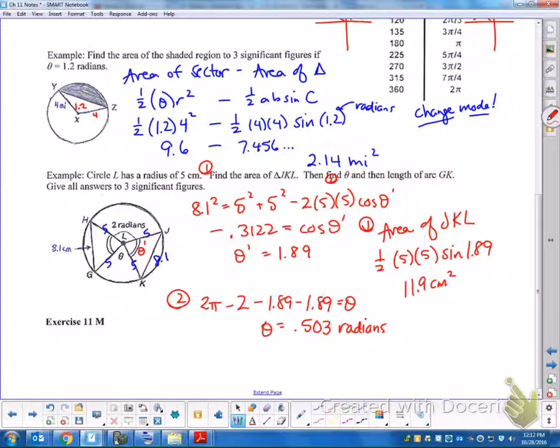All right, last one. We're going to find the length of the arc, GK. Okay, so to find the length of the arc, I need to know the radius, and I need to know the angle measure of that arc, which I know all that now because this is 0.503. So we plug all that in. Let's see, number 3 here. We're doing the arc length is theta times r. So that's going to be 0.503 times 5, 2.52 centimeters.